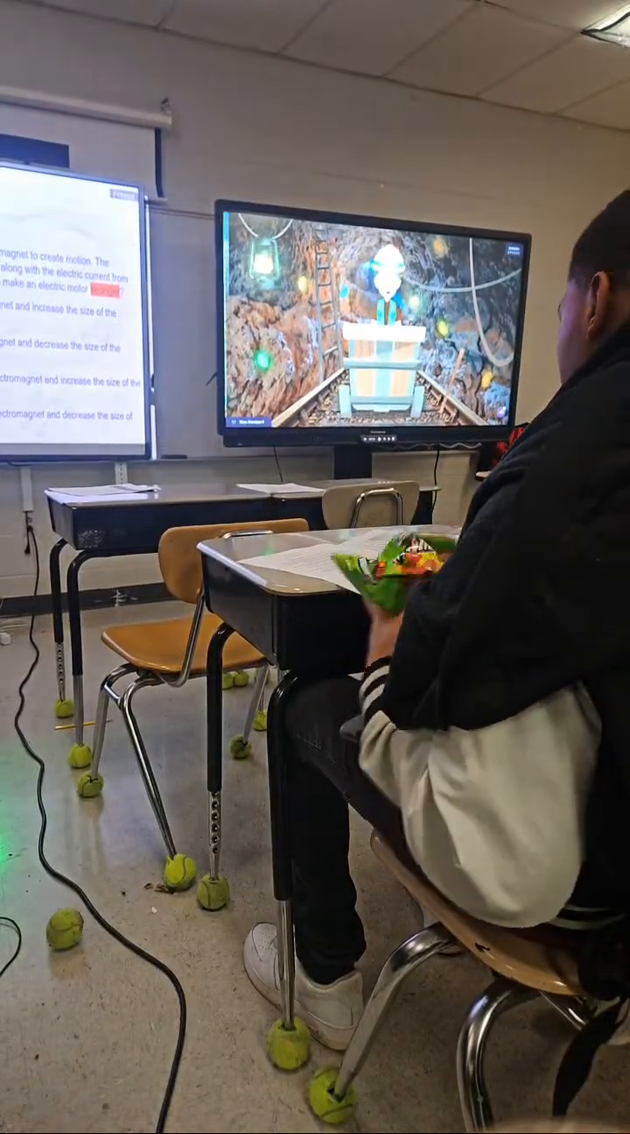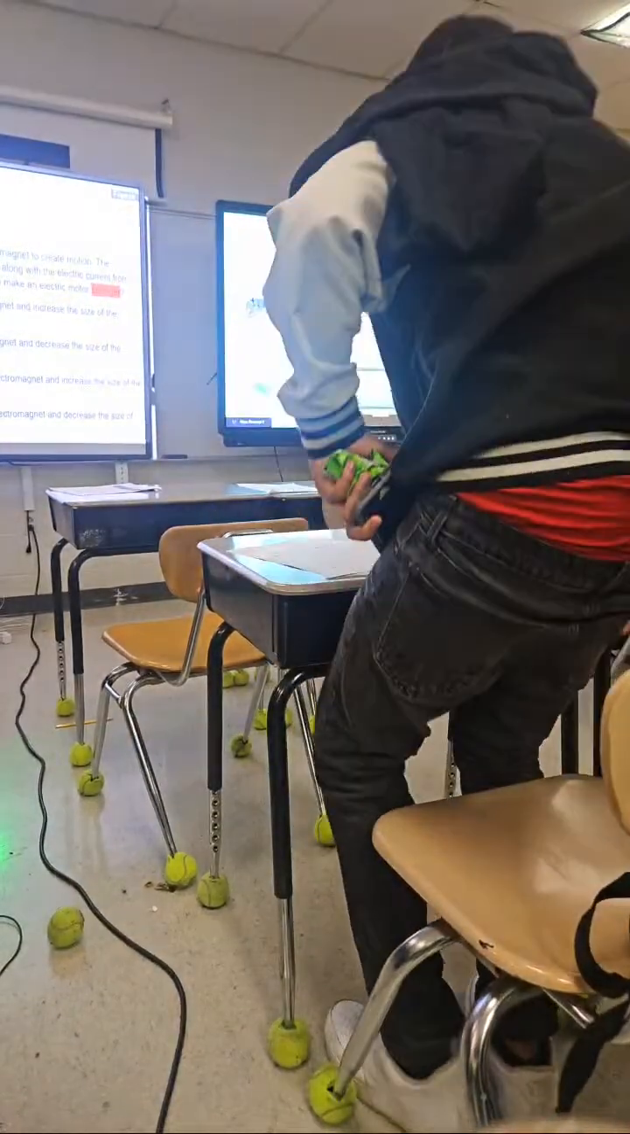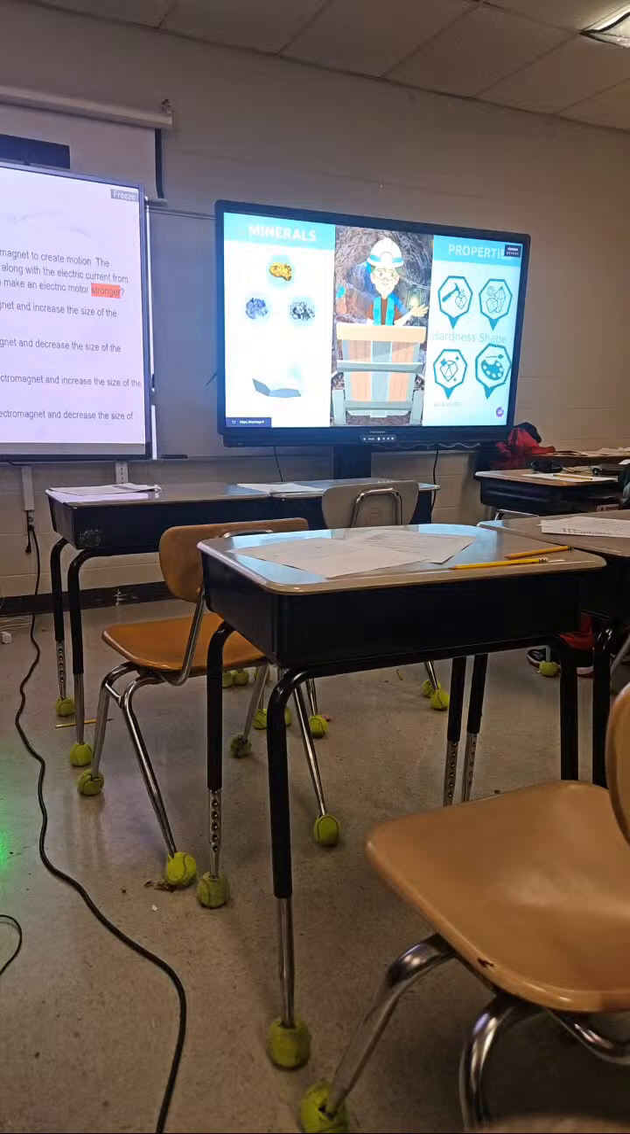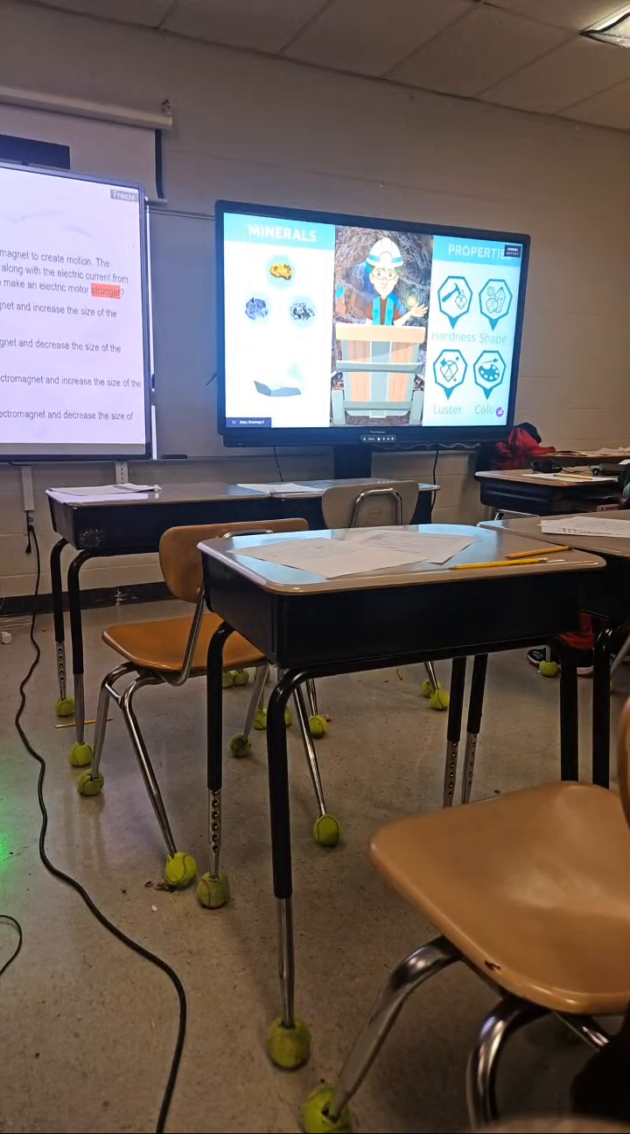Together, we've learned that minerals are those elements that make up rocks. We also learned that they have important physical properties like hardness, shape, luster, and color.